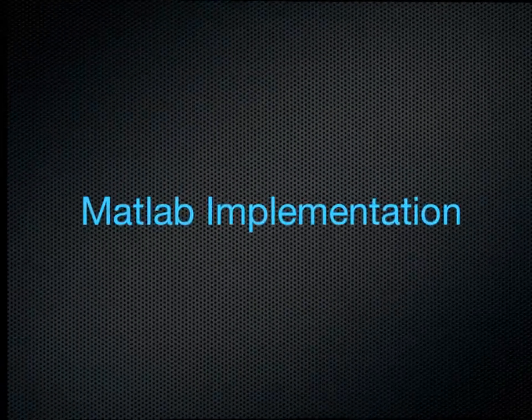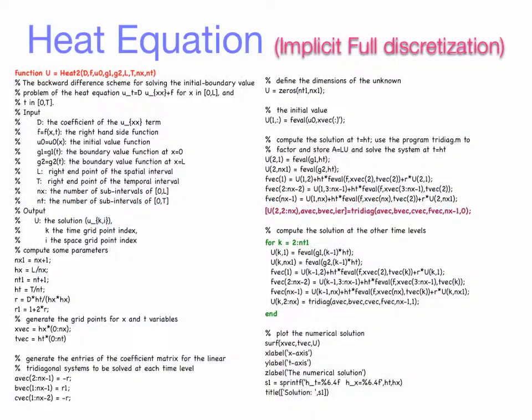MATLAB implementation, I urge you to take a quick look at it on your own. But again, we have our inputs, which consist of the driving function, our initial and boundary value functions, the size of our domain along the x and t directions, as well as the number of points that the user wants to use along x and t directions. So heat2 will return the value of u computed through the implicit full discretization scheme.